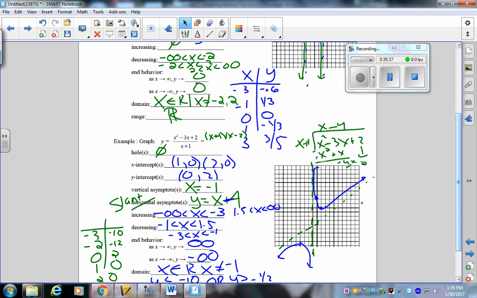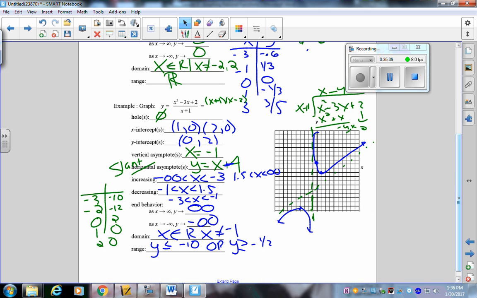I have a slant asymptote. I have a vertical asymptote at -1, and my slant was at x - 4. So it's this green line down here, -4 with a slope of 1. Then from there I found some values and found the general picture of it, and I filled in my characteristics. So once again, pause the video, take a look at those, and come back with questions.